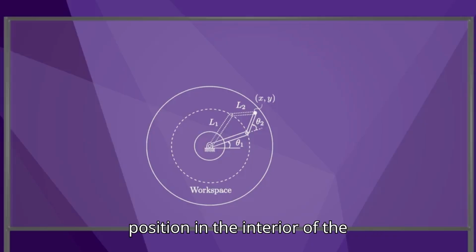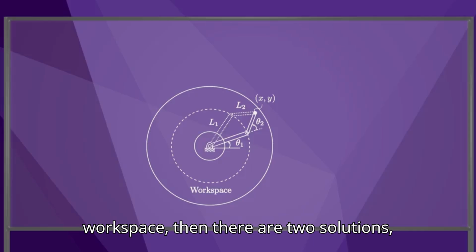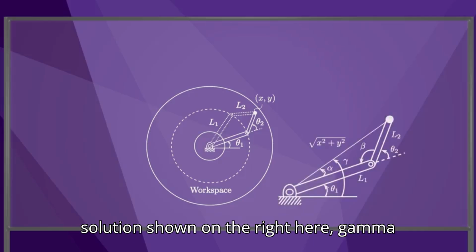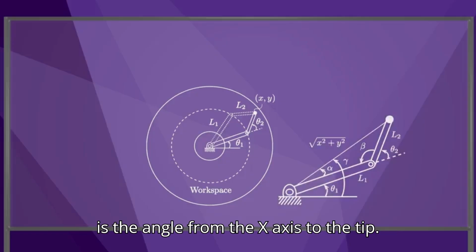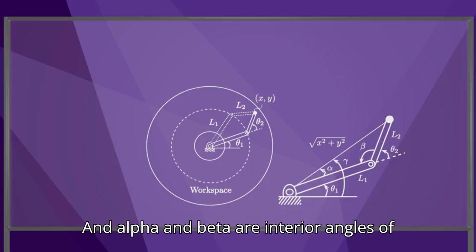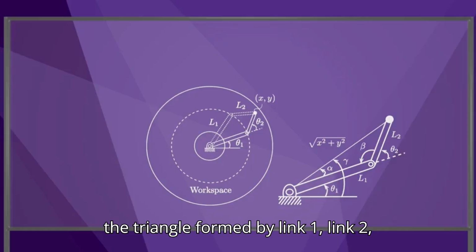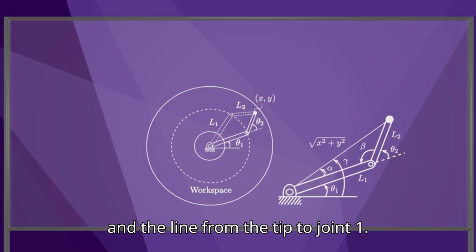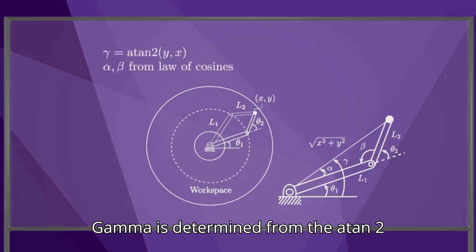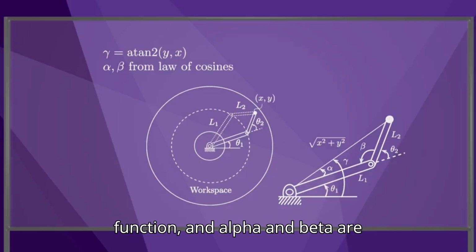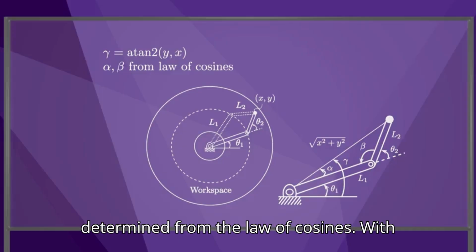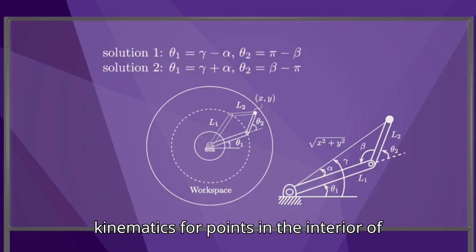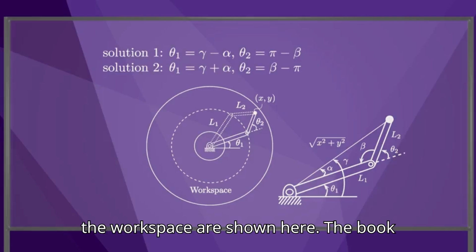If we request a tip position in the interior of the workspace, then there are two solutions, as shown in the figure. For the solution shown on the right here, gamma is the angle from the x-axis to the tip, and alpha and beta are interior angles of the triangle formed by link 1, link 2, and the line from the tip to joint 1. Gamma is determined from the atan2 function, and alpha and beta are determined from the law of cosines. With these, the two solutions to the inverse kinematics for points in the interior of the workspace are shown here.